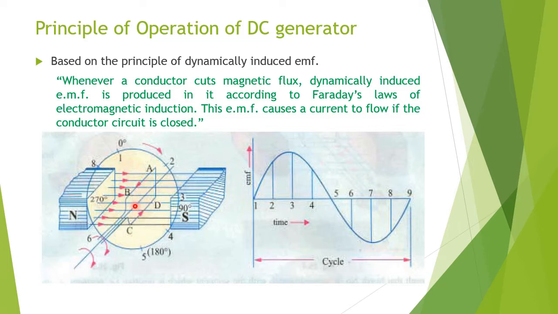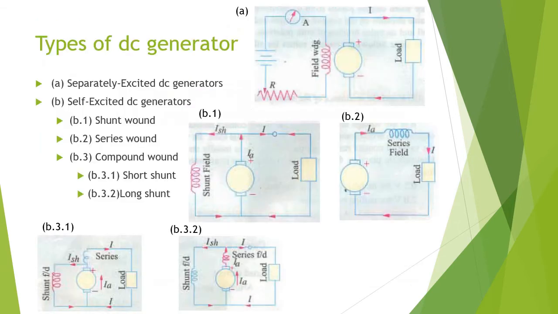If the plane of the coil is in this manner, at 90 degree, at that time the rate of change of flux linkage will be maximum. So this is the peak point, the maximum EMF. Similarly, while rotating, here you are getting the sinusoidal EMF. This is the principle of operation of DC generator.